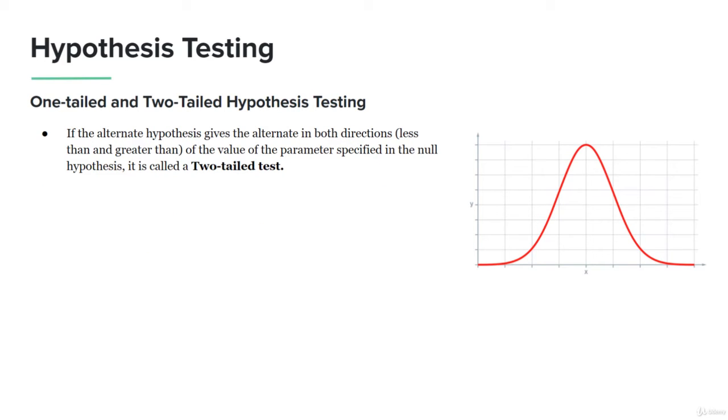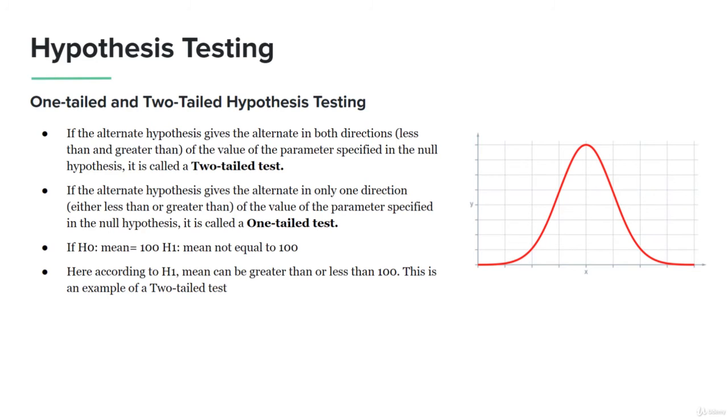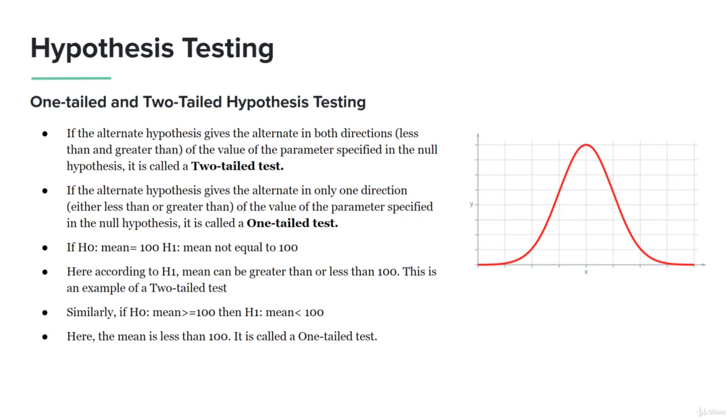So now let's look at one-tailed and two-tailed hypothesis testing. If the alternate hypothesis gives the alternate in both directions, right, of the value of the parameter specified in the null hypothesis, it is called a two-tailed test. If the alternate hypothesis gives the alternate in only one direction, either less than or greater than the value of the parameter specified in the null hypothesis, then it is called a one-tailed test. Here we can see that according to H1, the mean can be greater or less than 100, right? This is an example of a two-tailed test. Similarly, if the mean is less than 100, it is called a one-tailed test, right?